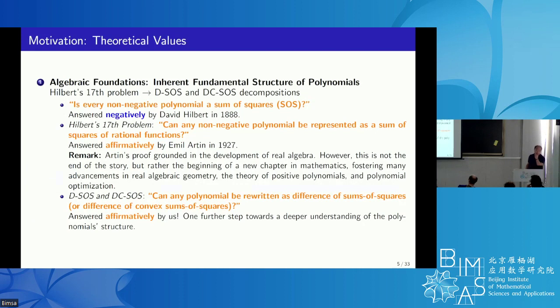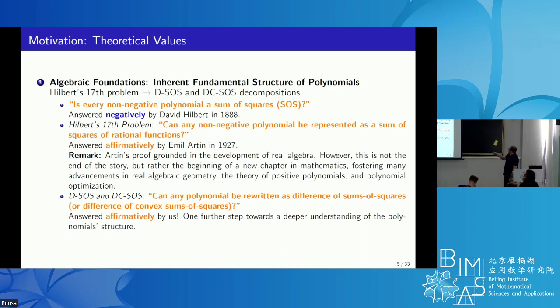So why do we study this kind of problem? Firstly, there are many theoretical and practical values, and here I give several of them. First, theoretically, it helps us have a deeper understanding of the inherent fundamental structure of polynomials. We can come back to the history of Hilbert's 17th problem.